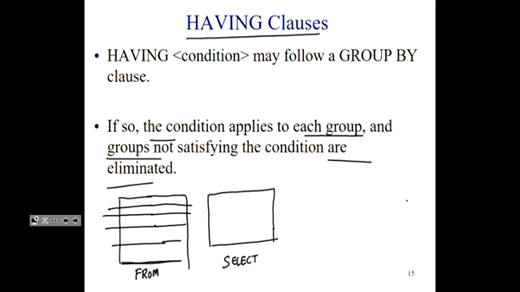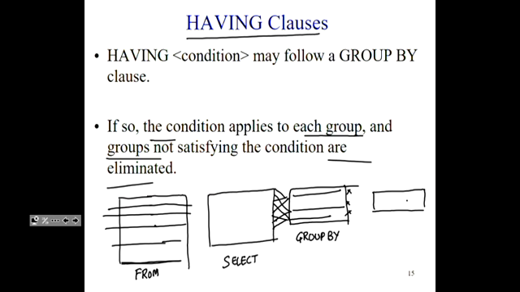Okay. After that, I apply the group by. So I might collapse these three tuples into one group, these three tuples into another group, these three tuples into a third group. So I now have a smaller set of tuples, one corresponding to each group. So this is after the group by. After that, I can do a having to eliminate some tuples from the results of the group by. So I end up with an even smaller number of tuples.